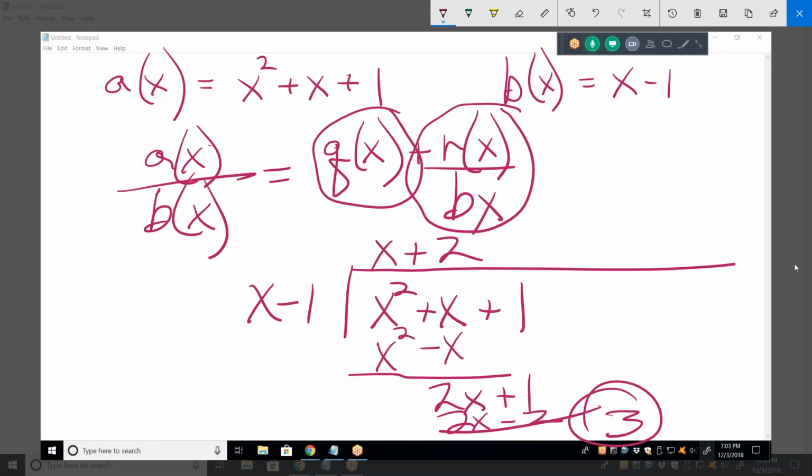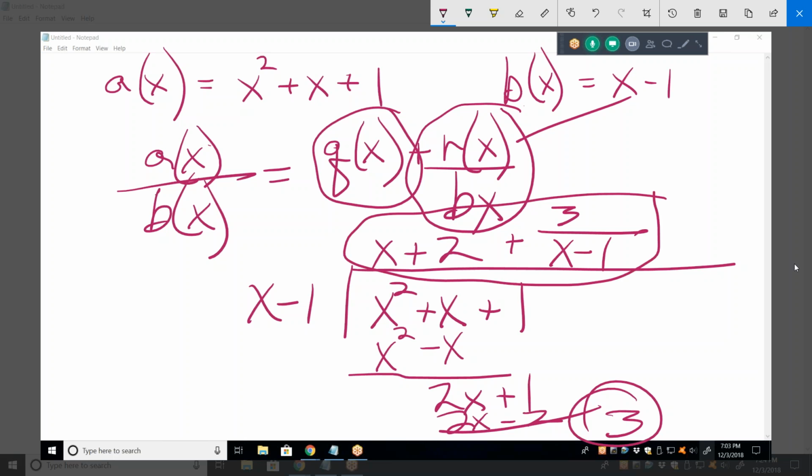So that's your remainder because we don't have any more x's. We've run out of x's. We just have numbers. That has to be a remainder. So this r of x over b of x is plus 3. That's r of x. And b of x is the x minus 1. So there's your answer. And it's exactly in the form of q of x, which is x plus 2, plus r of x, which is 3, over b of x, which is x minus 1.